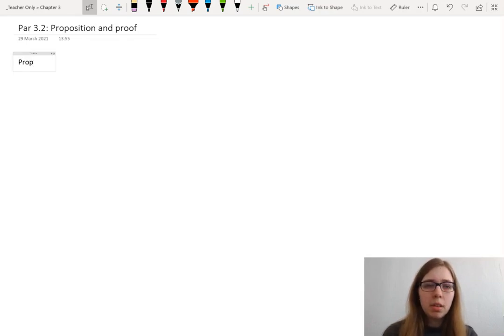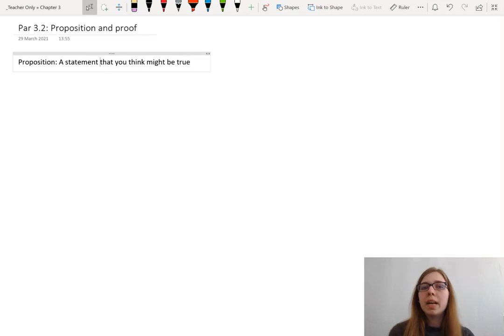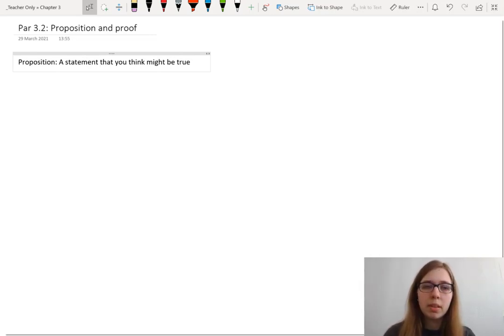A proposition. A proposition is kind of what you would call a hypothesis in most of your other subjects, in science, in biology, physics, chemistry, something you think might be true. Something, let's say, a statement. So you usually would get to a proposition after having a few examples and seeing something happening the same way several times. But we'll see it in an example in a moment.